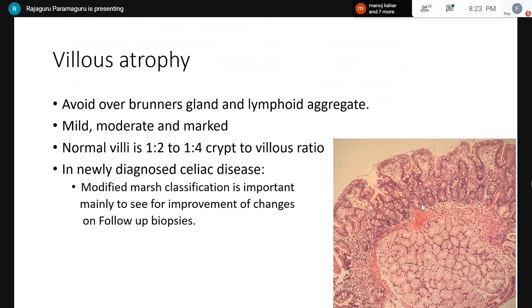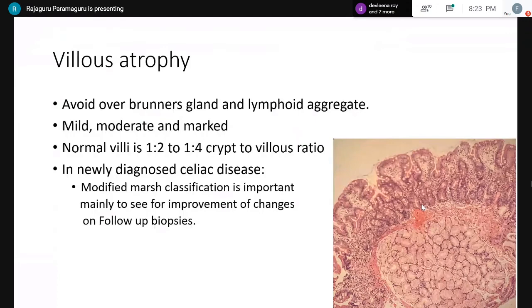So in a newly diagnosed celiac disease, the modified Marsh classification will be important because the patient might be given a gluten-free diet and then a repeat biopsy will be done to see the response histologically. So for that reason, a modified Marsh classification will be helpful. If a patient presents and the biopsy shows Marsh class 3A, and later he is biopsied and shows Marsh class 2 or 1, that means he has improved a lot. So for that reason, it is helpful.